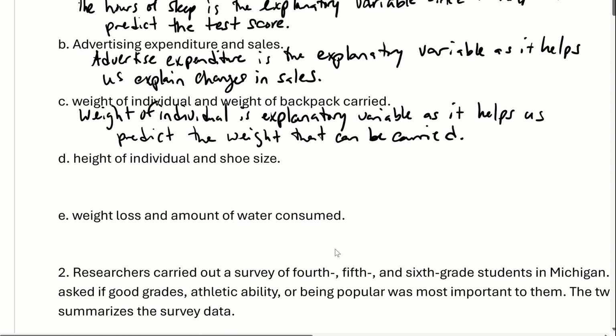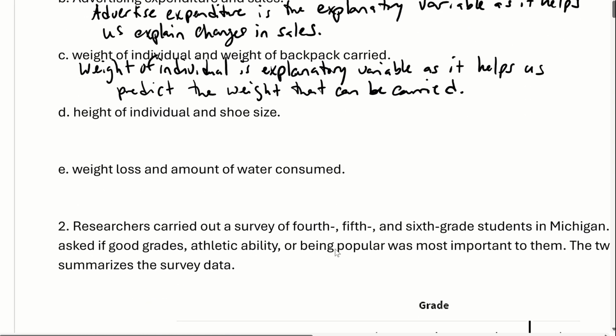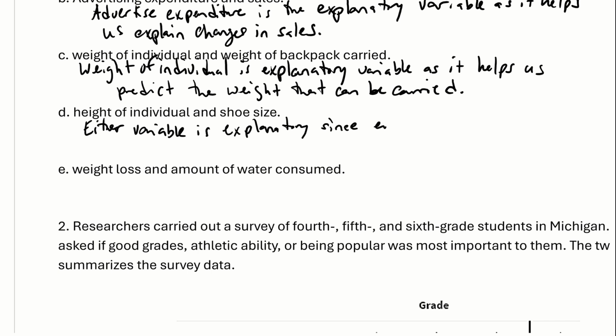All right, so the height of the individual and the shoe size. In this case, either one could help explain. The height could explain the shoe size. The shoe size could explain the height, right? Or can help us predict the height. So either variable is explanatory, since either variable can help us predict the other.